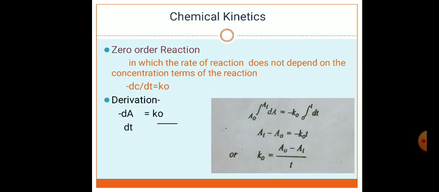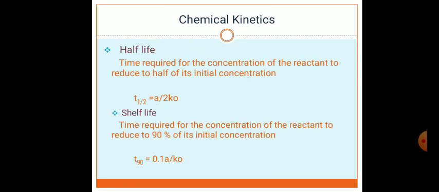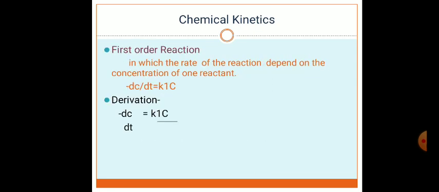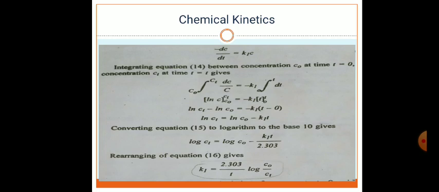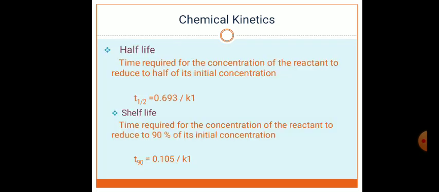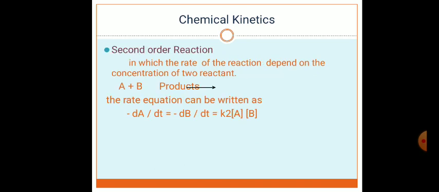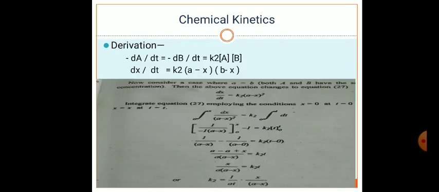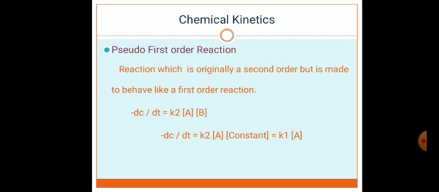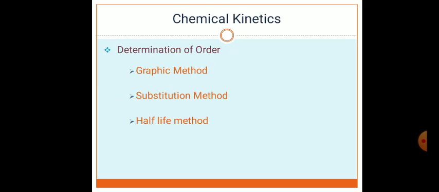In the last lecture we discussed zero order reaction, half-life and shelf life of zero order reaction, first order reaction, the integral equation of first order reaction, half-life of first order reaction, shelf life of first order reaction, second order reaction, the integral equation of second order reaction, and half-life of second order reaction, and the last one, pseudo first order reaction. So in this lecture we will discuss the different methods for the determination of order of reaction.